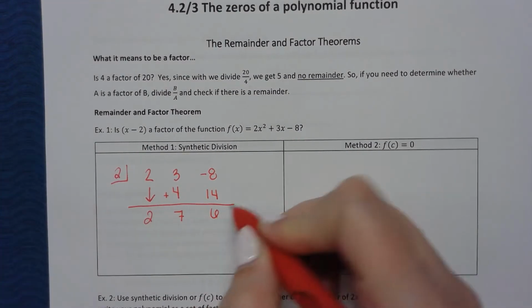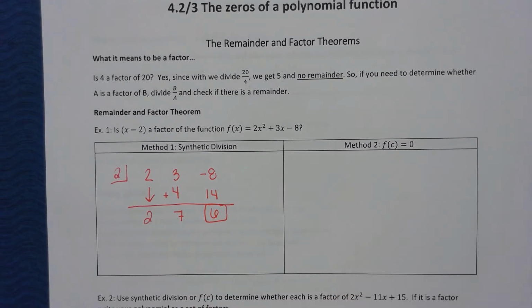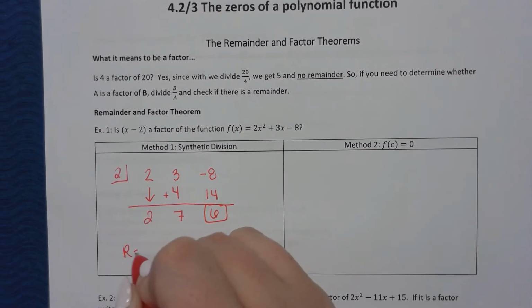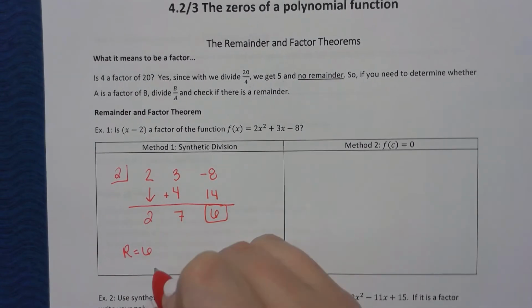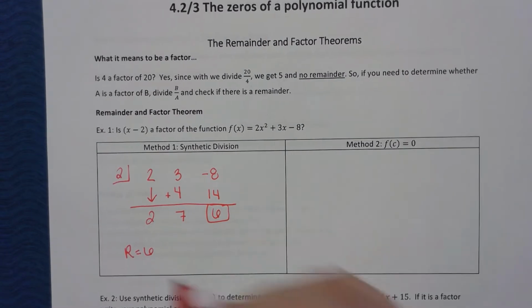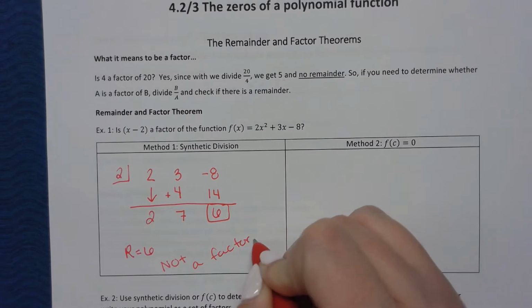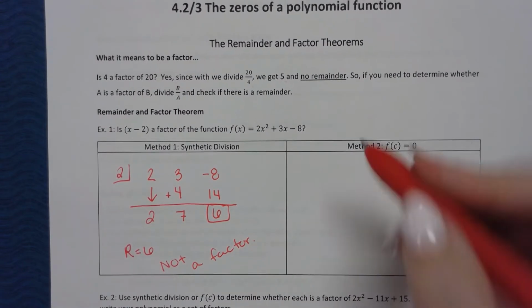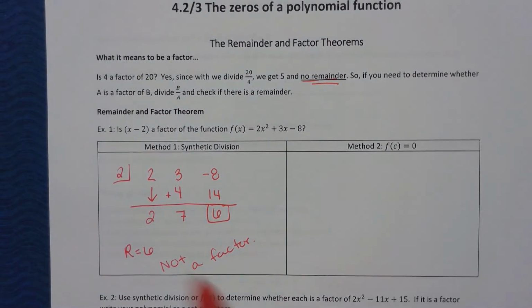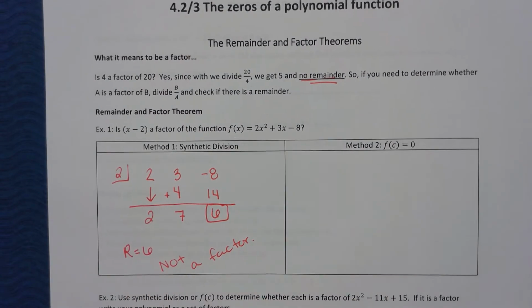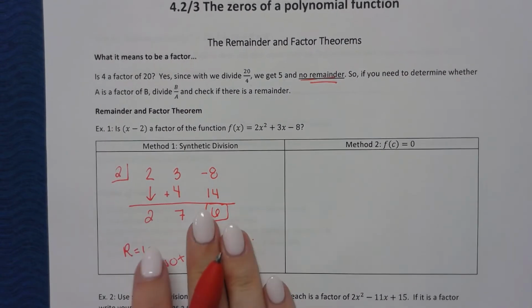gives us 6. So this number is always our remainder. Because the remainder is 6, that means that this is not a factor. Because remember, it is only a factor if there's no remainder. And so since we have a remainder, it is not a factor. Okay, so that's method 1.